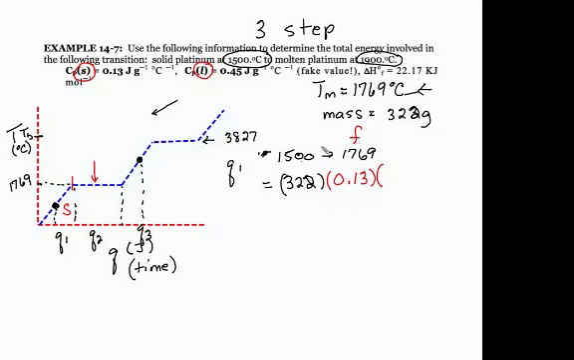0.13. Remember, it's final minus initial, so it's 1769 minus 1500. And when I crank through that math, I get 1.126 times 10 to the 4th. Be very, very careful here. Notice on this step we get joules. All right, so I'm going to go ahead and convert it to kilojoules right away. That's 11.26 kilojoules.